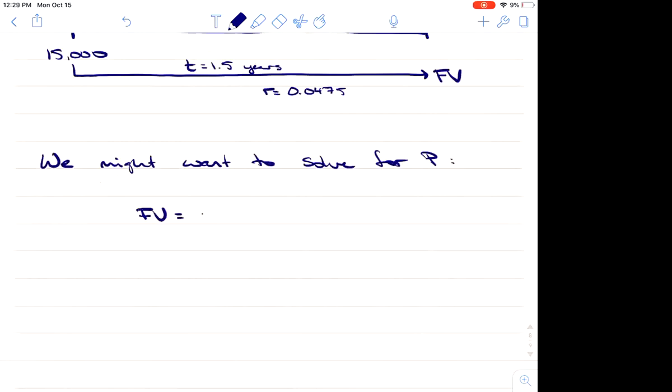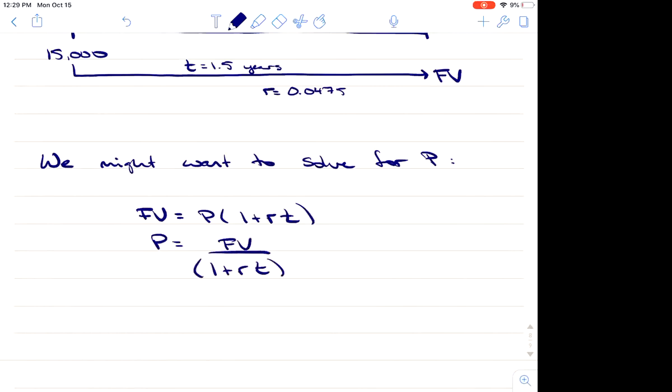From the future value, P times 1 plus RT. If you have to solve for P in general, right, then you just divide both sides by 1 plus RT, just move it over, right? And then you're done. So P must be the future value divided by 1 plus RT.